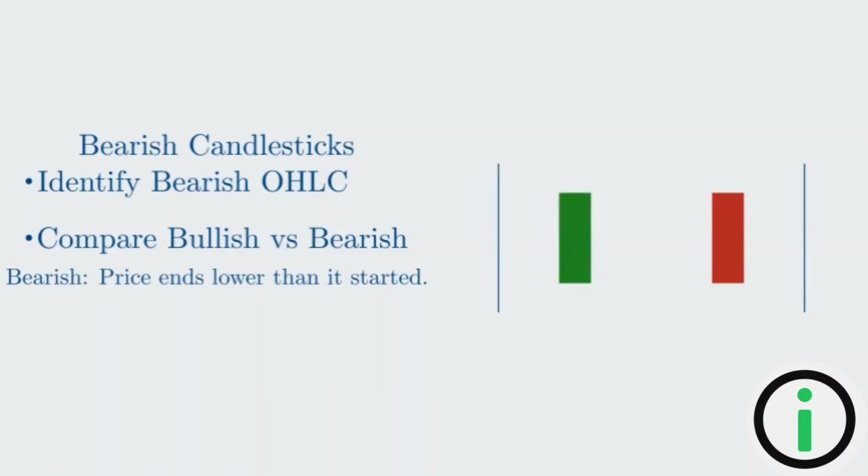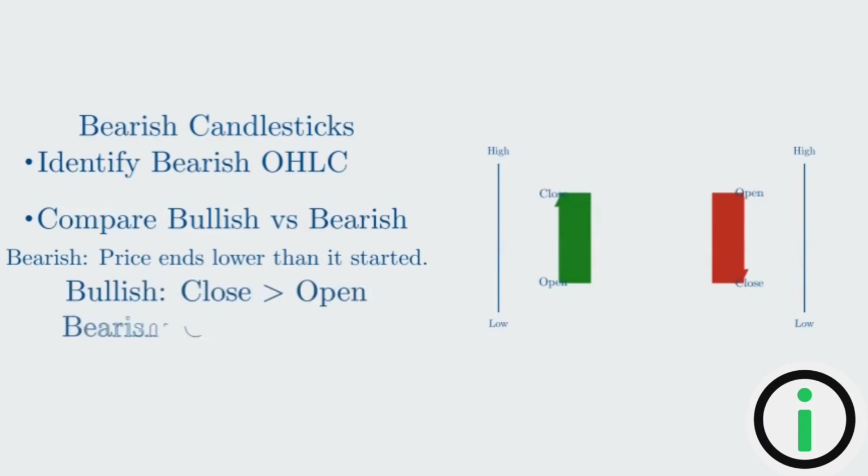On the left, we have the green bullish candle, and on the right, the red bearish candle. Notice the key difference here. In a green bullish candle, the price moves up, so the open is at the bottom and the close is at the top. In a red bearish candle, the price moves down. This means the open is actually at the top of the body and the close is at the bottom. However, the wicks stay the same. The top wick always represents the high, regardless of the candle's color, and the bottom wick always represents the low.